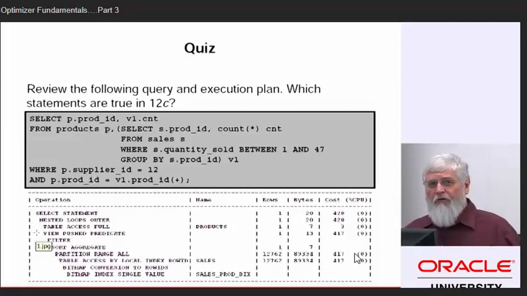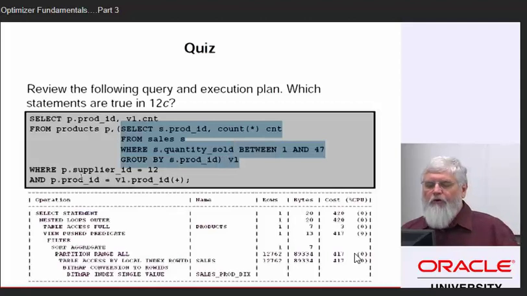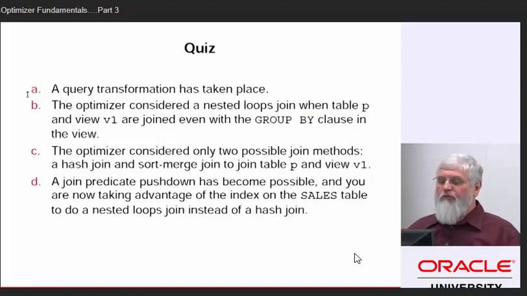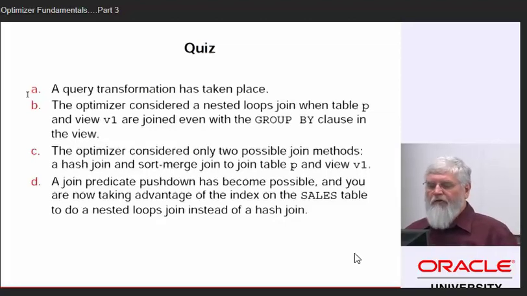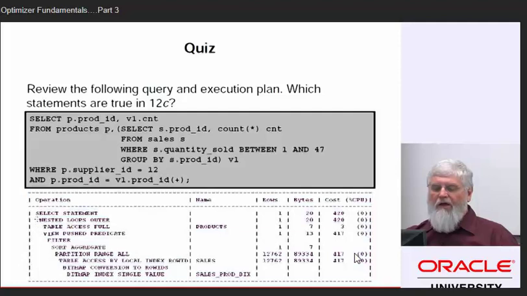Next up, B: the optimizer considers a nested loop join when P and V views are joined, even with the group by clause in the view. So what can we glean from this? Well, it considered a nested loop. In fact, it chose a nested loop because the nested loop was mentioned as the second line in the execution plan. So when it joined the two, it actually did it as a nested loop. So yes, it had to consider a nested loop to pick it. So B is true.